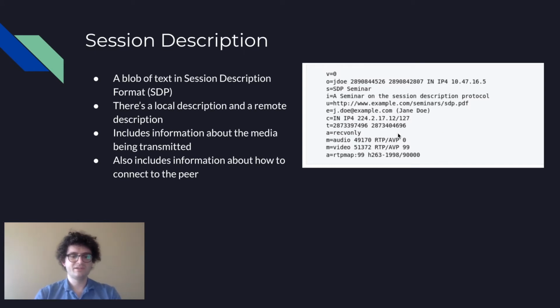For every connection, there is a local description, a description of us, and a remote description, a description of the peer. This description includes information about the media being transmitted, like the audio, video, text being transmitted, and information about how to connect to the peer, such as the IP address and protocol. Usually UDP, because it's faster, but sometimes TCP.